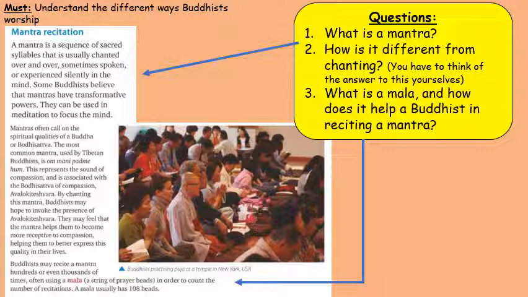So in that middle paragraph, you might not understand some of it, where it says that mantras can often call on spiritual qualities of a Buddha or Bodhisattva. Buddhas and Bodhisattvas are both enlightened people. They've achieved enlightenment, which they believe is a state of complete and utter peace. A Bodhisattva is someone who decides to come back once they die, to help and teach other people.